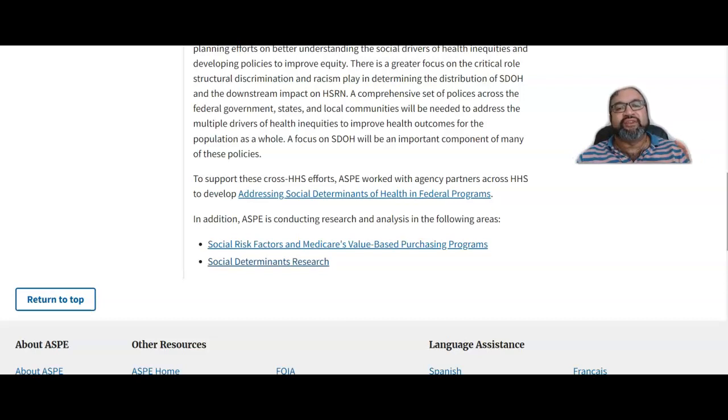So I hope this has given you more insight. If you want more information, I encourage you to do more research on social drivers of health and how this relates to social determinants of health.